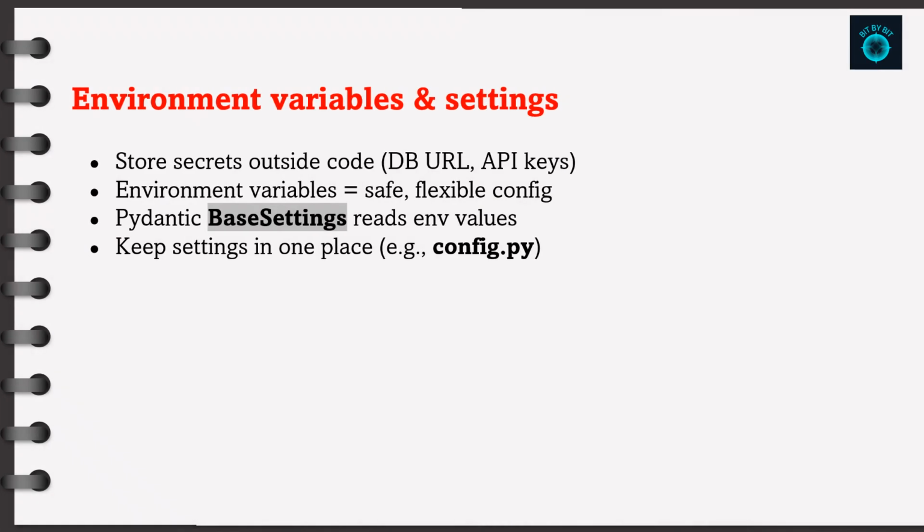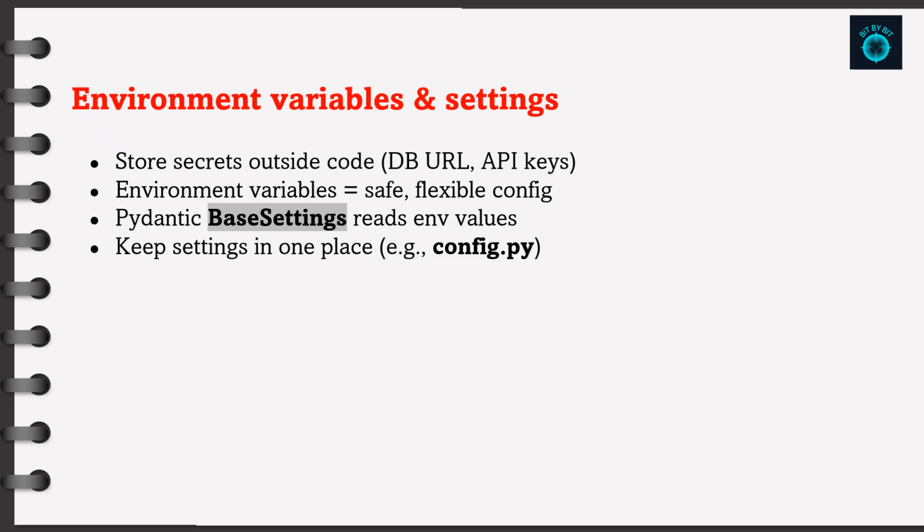Environment variables and settings. In real projects, we never want to hard-code sensitive information, like database URLs, API keys, or secret tokens, directly inside the code. If we do, it becomes unsafe and hard to change between environments, for example, local development, staging, and production. The best practice is to use environment variables.